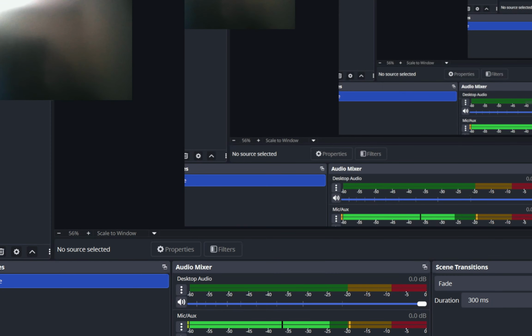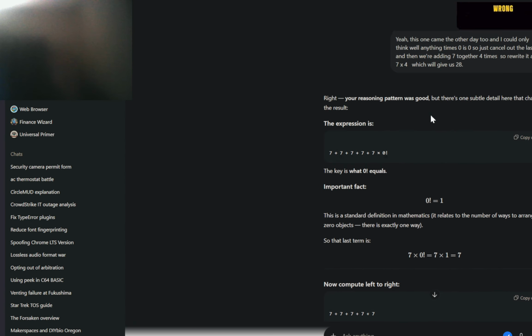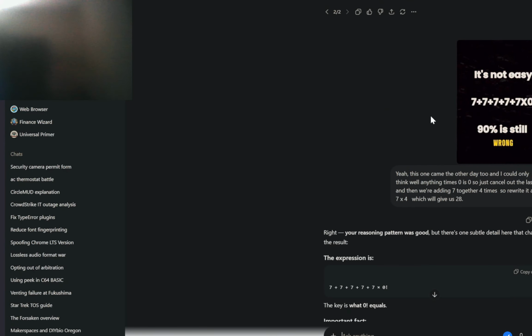This is getting to be interesting. So I go through a ChatGPT problem again with ChatGPT, and I explain, yeah, this one came to me the other day too, and I could only think, well, anything times zero is zero. So just cancel out the last seven, and then we're adding seven together four times. So just rewrite it as seven times four, which will give us 28.